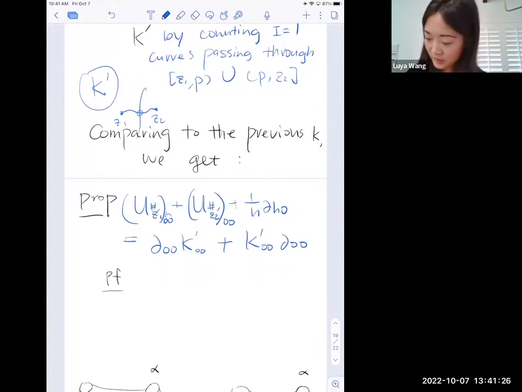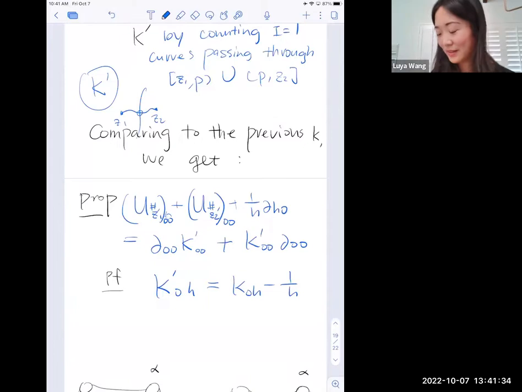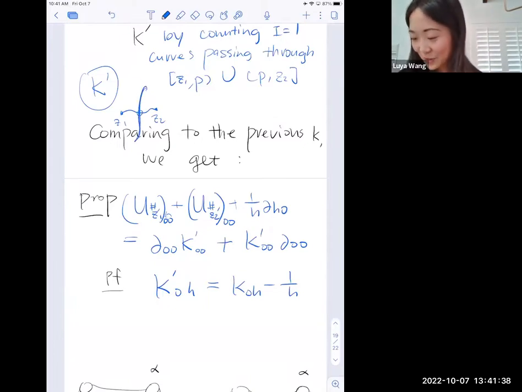Okay, the proof is very simple. You're essentially just comparing the difference between curves passing through the whole interval versus curves that cannot pass through the P point. And then that's these planes, which I denote as 1 over H. You're just capping it off.